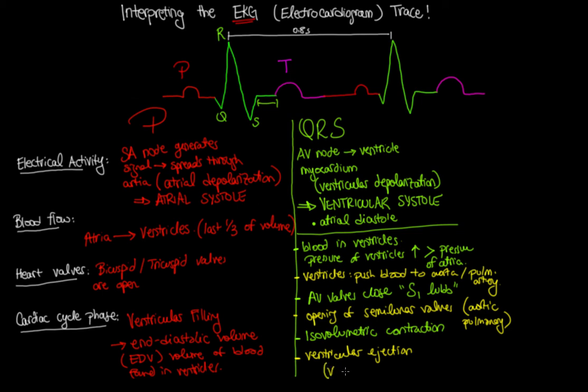Right? Because your ventricles are ejecting the blood to the corresponding blood vessels. Okay, and this will occur because the pressure of your aorta and the pulmonary artery are now greater than the ventricular pressure. Okay. So pressure in aorta and pulmonary artery is greater than the pressure of the ventricles.